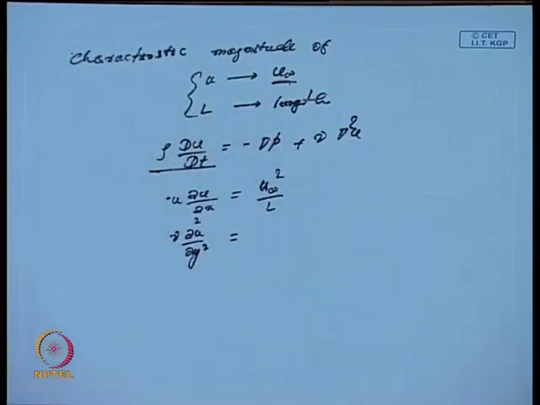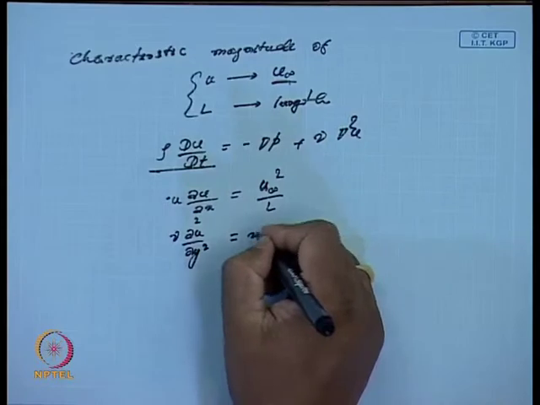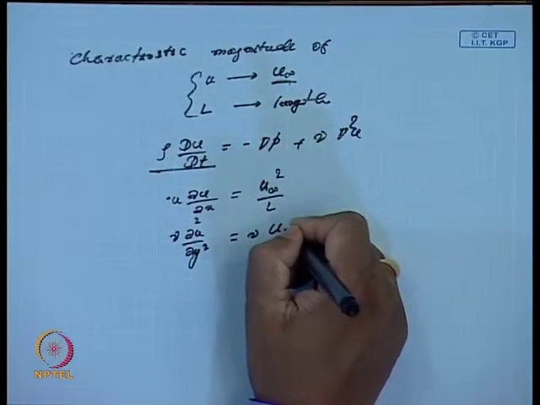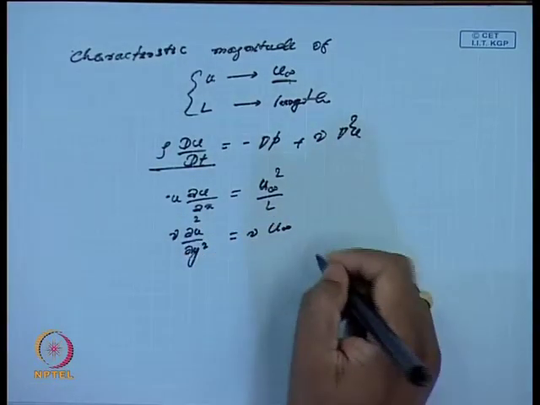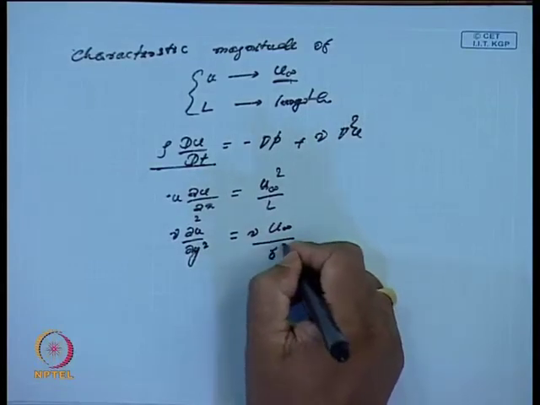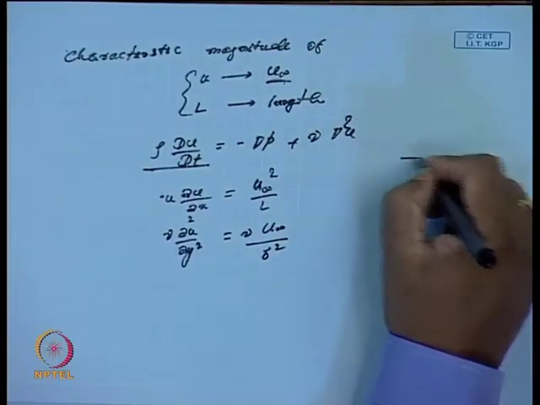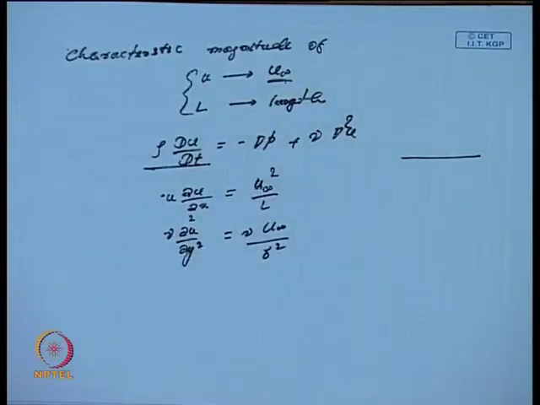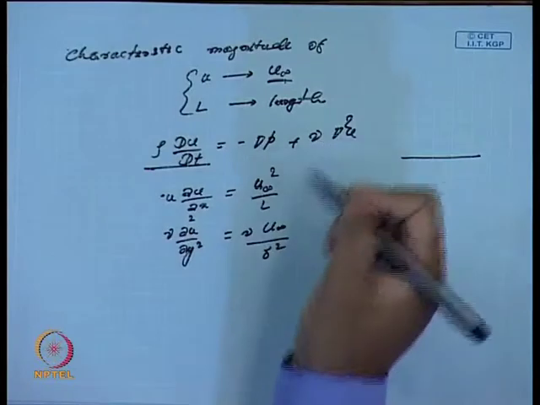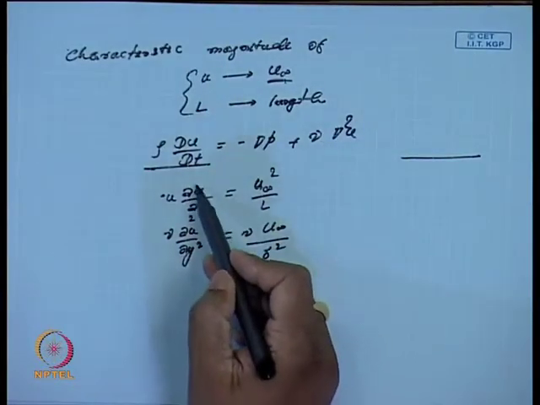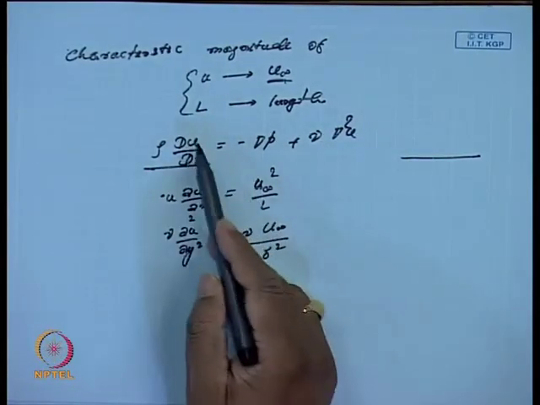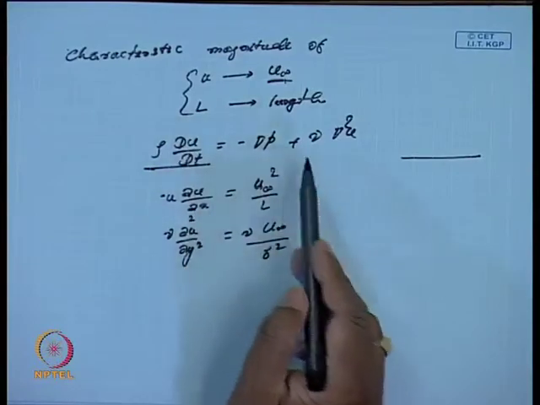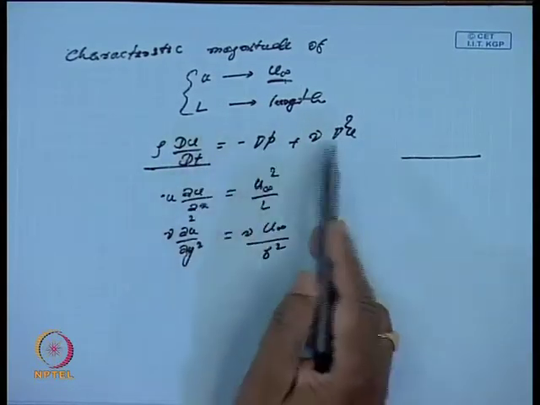And what will be the corresponding characteristic length? That will be nu u infinity by delta square. Why did I say delta square? Because I consider delta as the characteristic length along y, and L is the characteristic length along x. Then these terms are comparable: one term is u del u by del x and the other term is the viscous term, so they are of the same order.